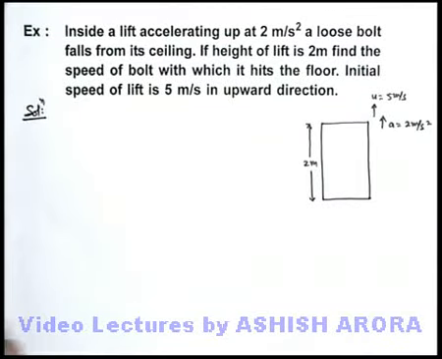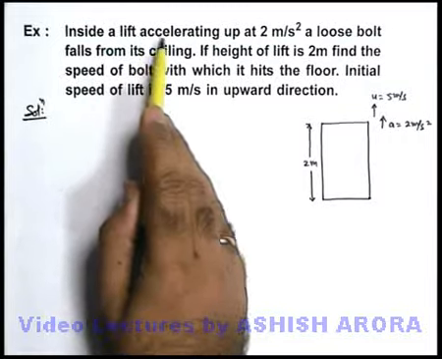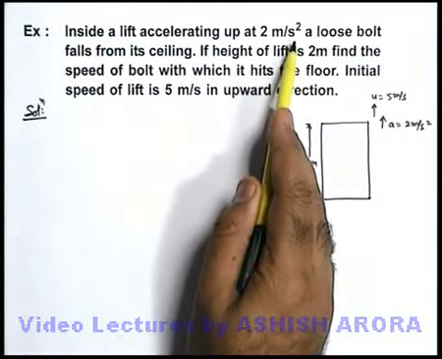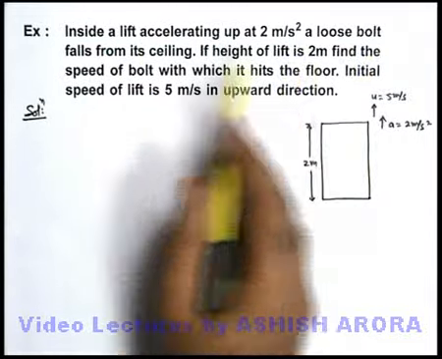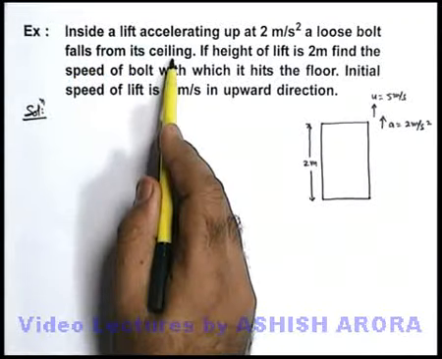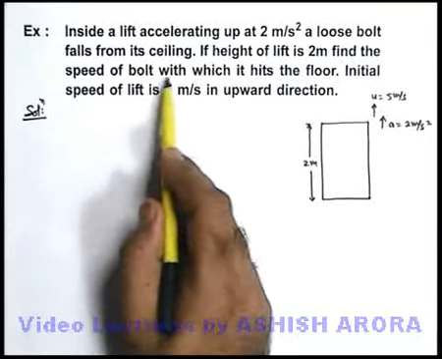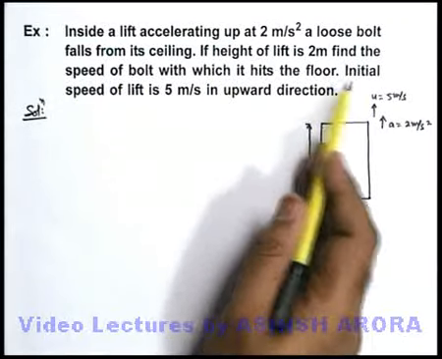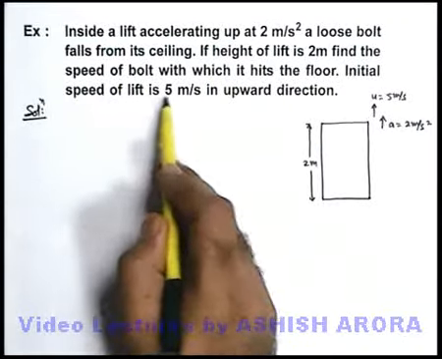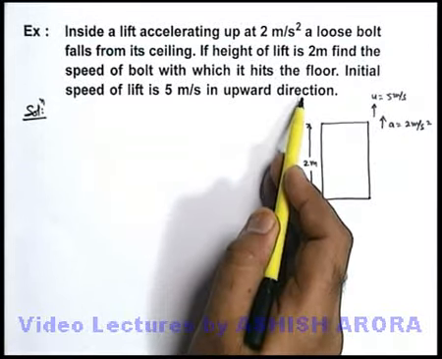In this example, we are given that inside a lift which is moving up at 2 meters per second square, a loose bolt falls from its ceiling. If the height of the lift is 2 meters, we are required to find the speed of the bolt with which it hits the floor. We are also given that the initial speed of the lift is 5 meters per second in the upward direction.